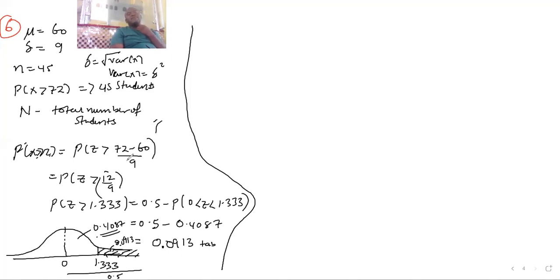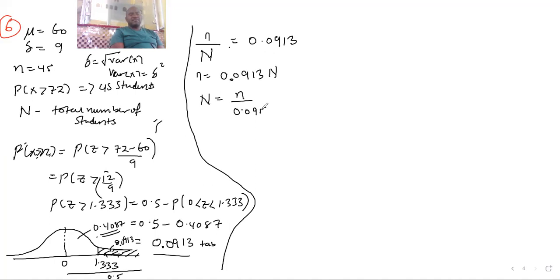Now, guys, look here. They said 45 students, we are sure, got max beyond 72. It means the probability of those who got max beyond 72 comes from the number of students who got beyond 72 out of the total population, which is 0.0913. According to this, 45 will be equal to 0.0913 times capital N. We are looking for the total number of students, capital N, giving me 45 over 0.0913. Capital N is what?